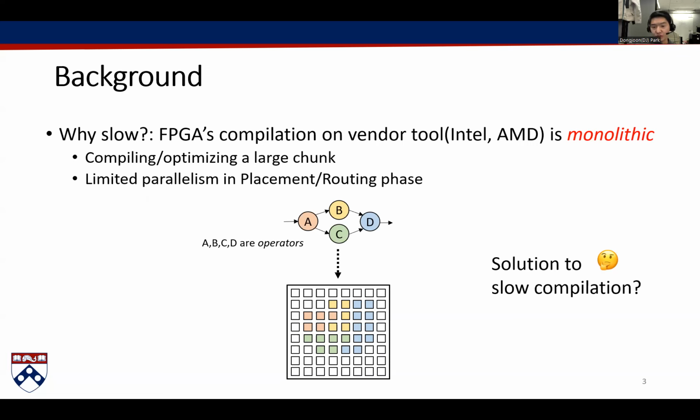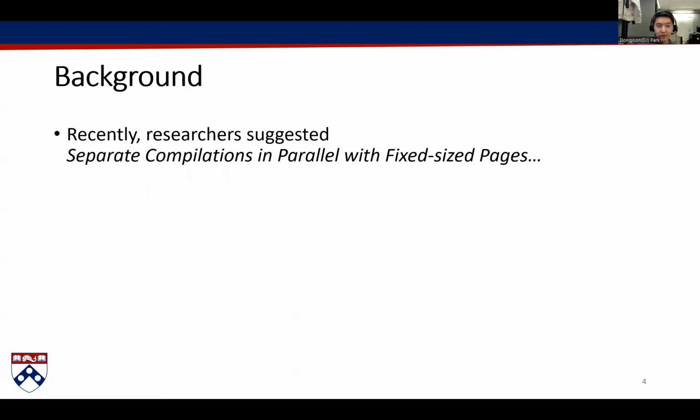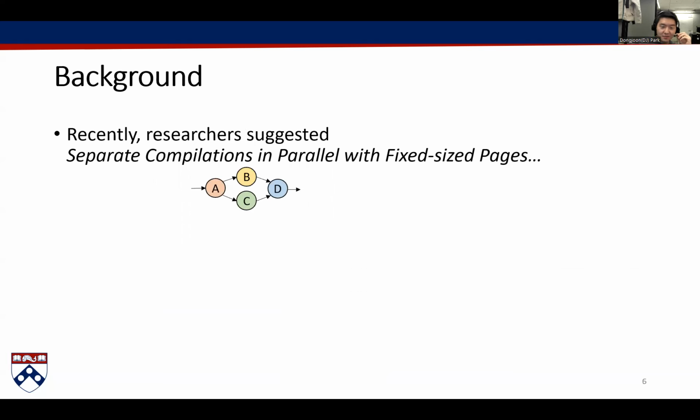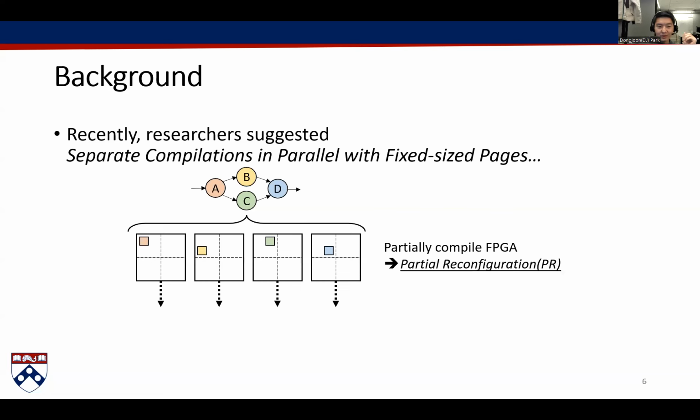So do we have a solution to this slow FPGA compile? Thankfully, recently, researchers like us suggested this idea called separate compilation in parallel with fixed size pages. And this is the list of academic work we've found. Two papers are from FPT, which this work will be presented at. So the essence of the idea is that we split the FPGA device into segments and separately compile these segments in parallel.